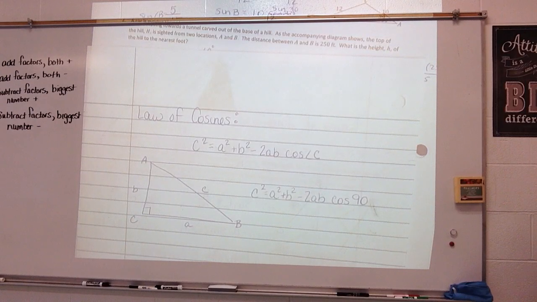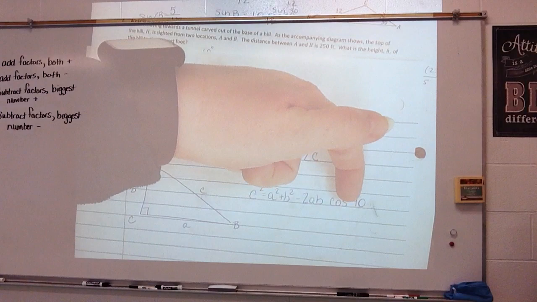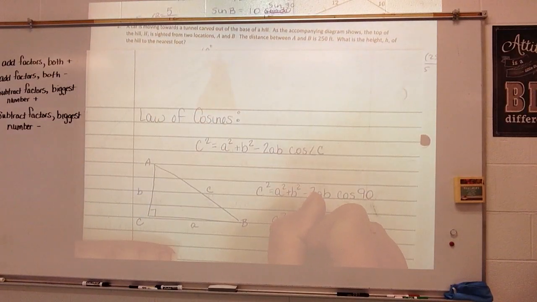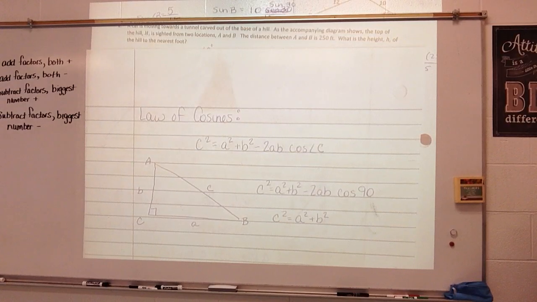What is the value of the cosine of 90? Well, if you remember the chart that we did, we figured out the cosine of 90 was 0. So 0 times anything gives me 0. Look what I'm left with: C squared is equal to A squared plus B squared. This explains why the law of cosines is a generalization of the Pythagorean theorem.